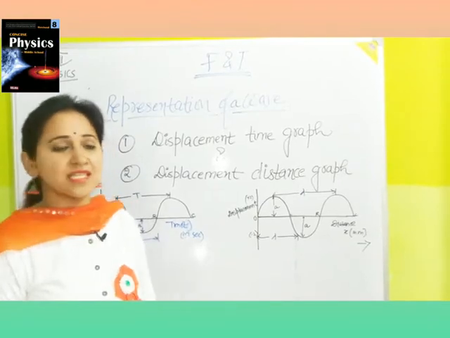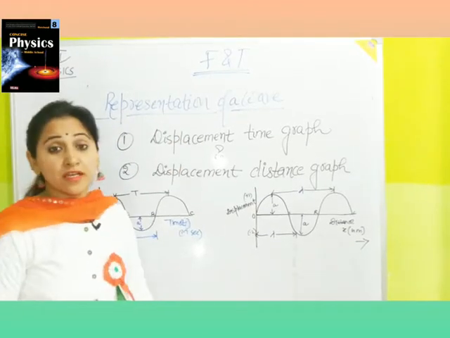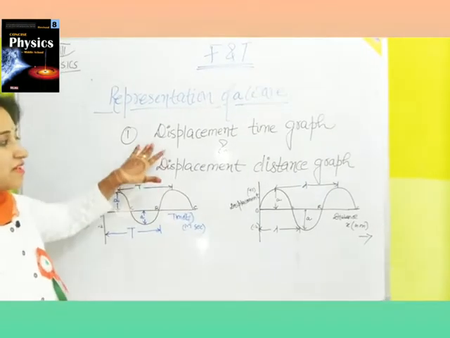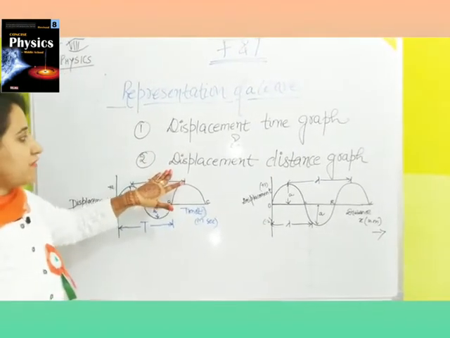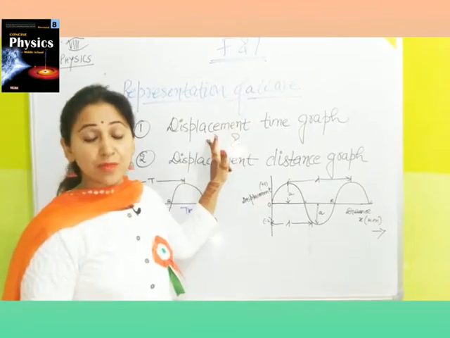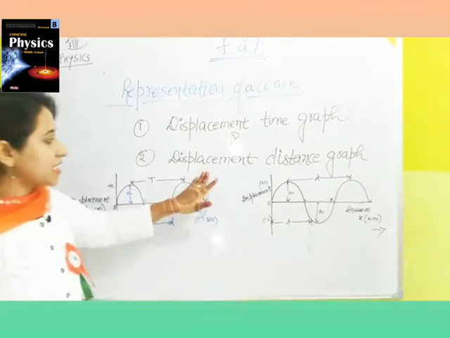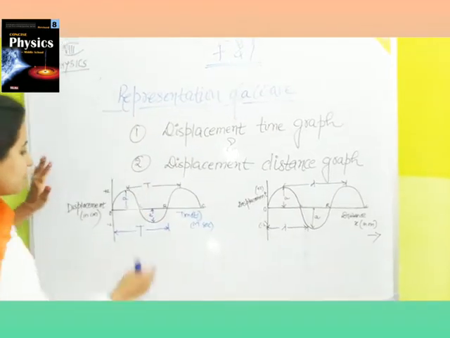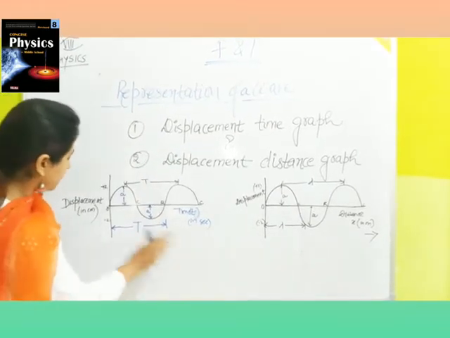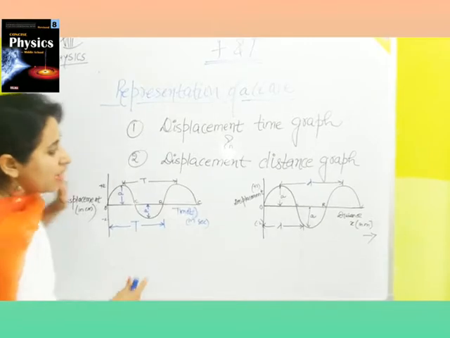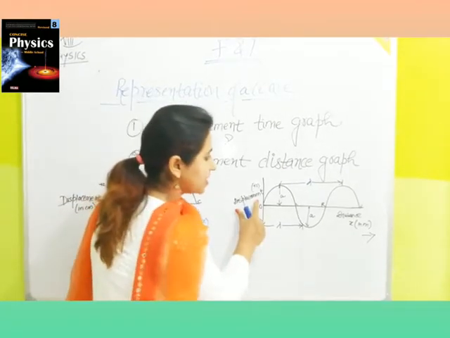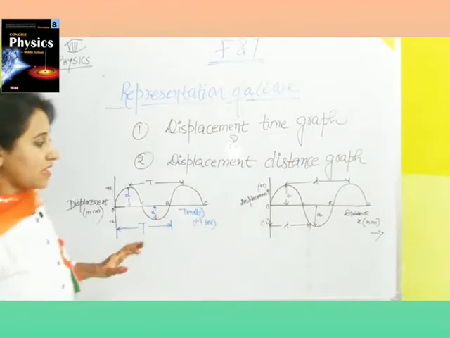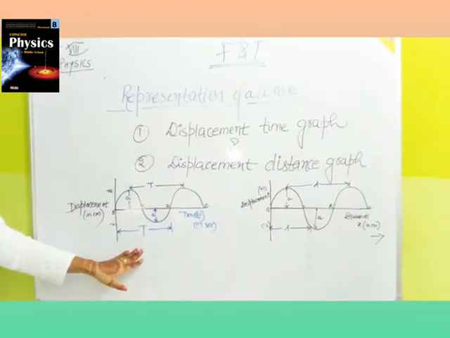Next is representation of a wave. Okay, now wave किस तरीके से represent करेंगे आप ग्राफ में? There are two different ways to represent the waves. First method is displacement time graph, and second method is displacement distance graph. Means first graph is between displacement and time. Another graph is between displacement and distance. Now look at this graph very carefully.